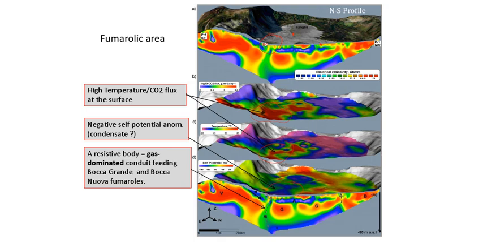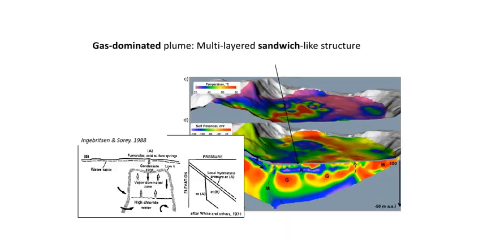And most interesting, at depth, there is a clear resistive body which can be interpreted as a gas-dominated conduit feeding Bocca Grande and Bocca Nuova fumaroles here. It is surrounded here and there by conductive zones that correspond to the condensate. On the side of this conduit, we see this condensate.